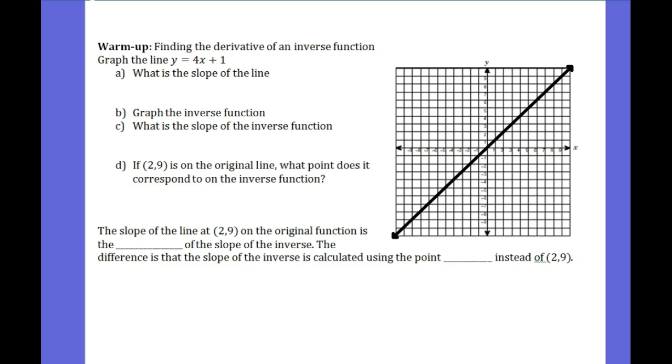So, graph the line y equals 4x plus 1. What's the slope of this line? So, start at plus 1. You go up 4 over 1.